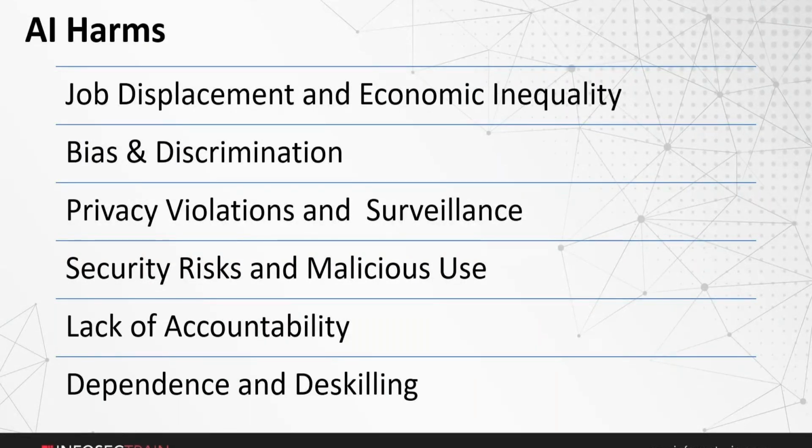So bias and discrimination is a very important thing, because based on the training data and over a period of utilization, the AI models may end up having a lot of bias or discrimination. That is a very common thing which can happen. It can also cause privacy violations, because AI is now used everywhere.